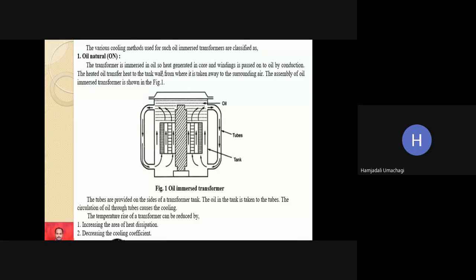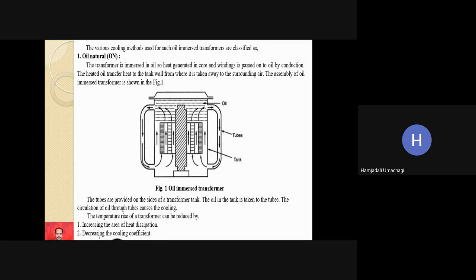The assembly of the oil immersed transformer is shown in figure one. So this is figure one, where we have an oil immersed type of transformer, and oil is used for cooling purpose, that too naturally. Naturally we add the transformer oil, and that oil carries the heat from the windings and the core. The tubes are provided on the sides of the transformer tank. You can see the tubes here. The oil in the tank is taken to the tubes, so the oil is carried away by the tubes also.